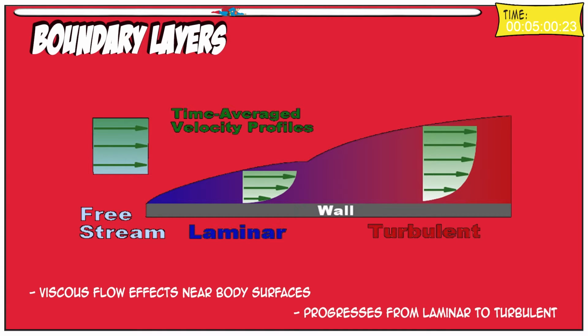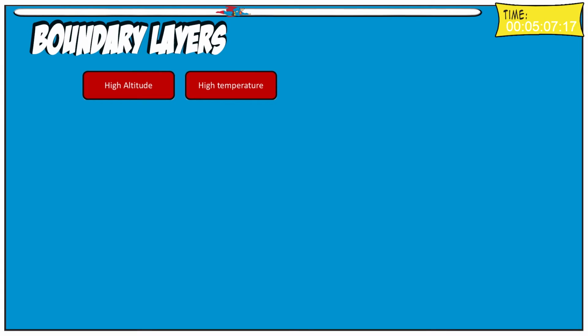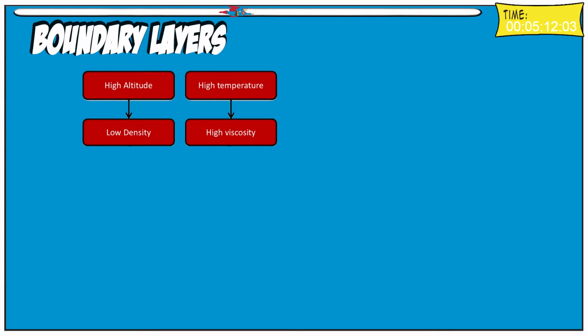The Reynolds number of the flow increases as you move downstream. This leads to flow progressing from laminar to turbulent flow downstream. Hypersonic vehicles fly at high altitudes where air has a low density. Hypersonic flight will also lead to significant heating in the external air due to viscous effects.